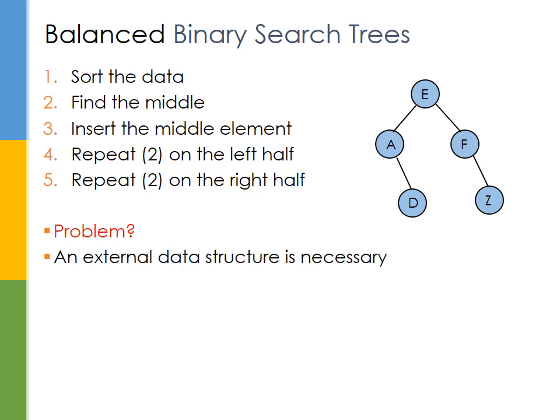Right, so the first and most obvious drawback is that we need an external data structure. This is in order to store the data that we are working with. So we need to have some kind of array or linked list type structure that will sequentially store all of this data we are inserting. Also, we need to perform a sorting operation, and sorting is a fairly computationally expensive operation, even in the best case scenario. So this will obviously increase the time complexity of this balancing approach.